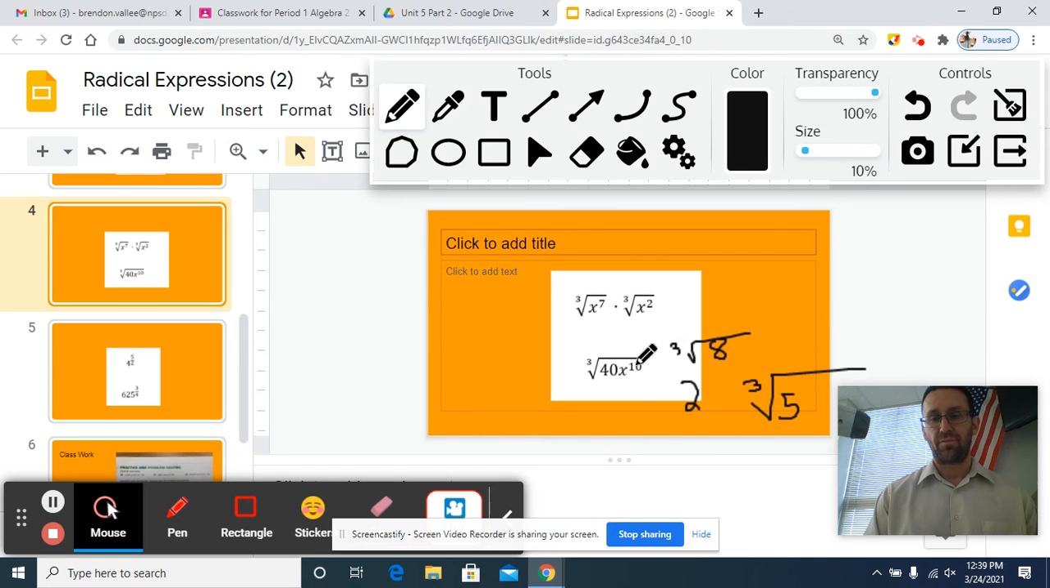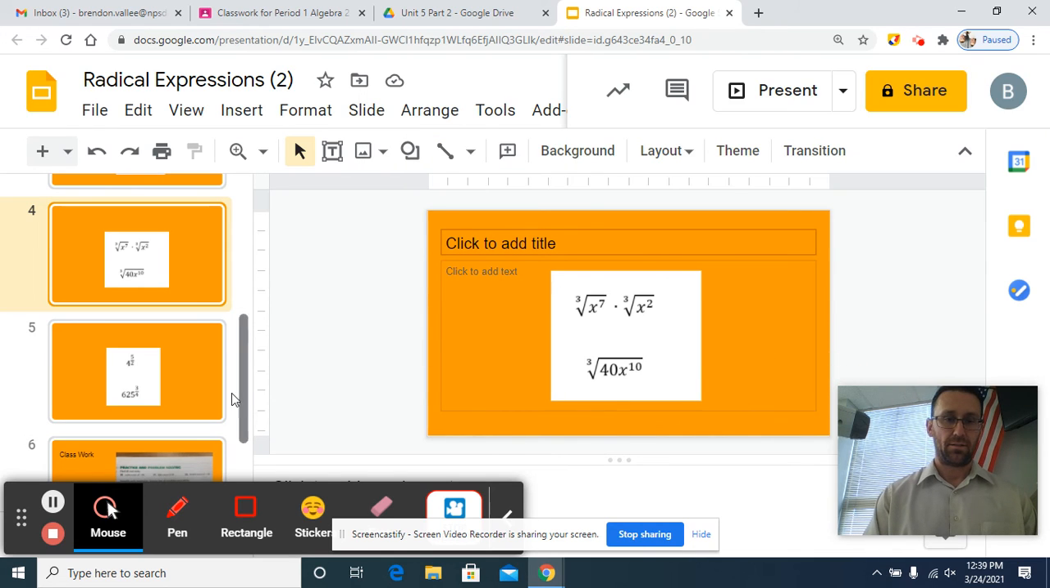What's the cubed root of x to the 10th? You can't break down 10 evenly by 3, but you could do x to the 9th. The cubed root of x to the 9th is x to the 3rd. And then we still have 1 x to the 1st left. That's my simplified answer there.